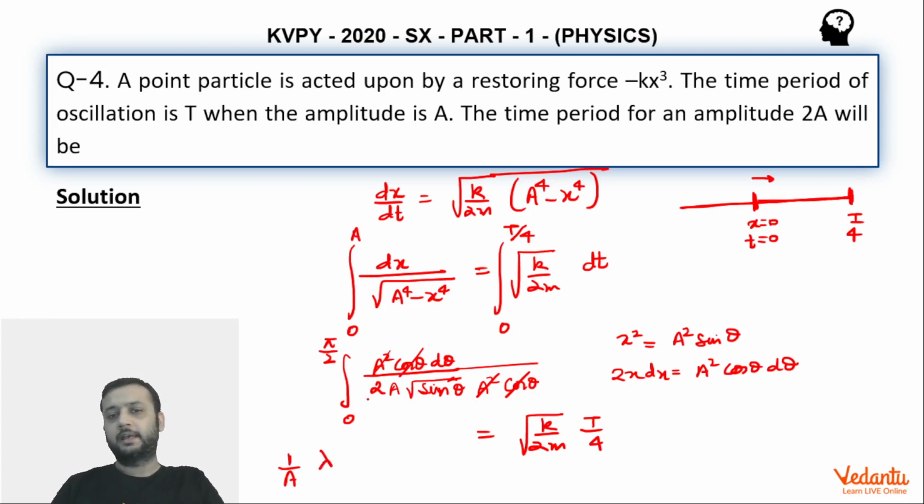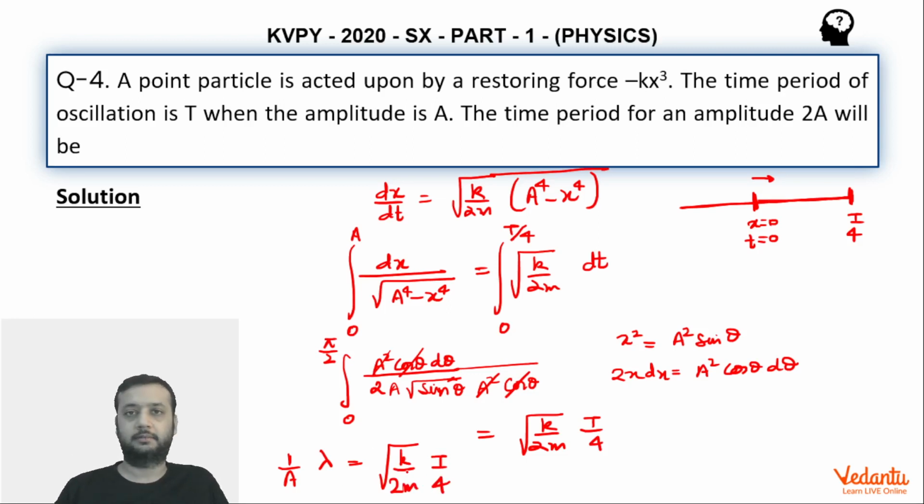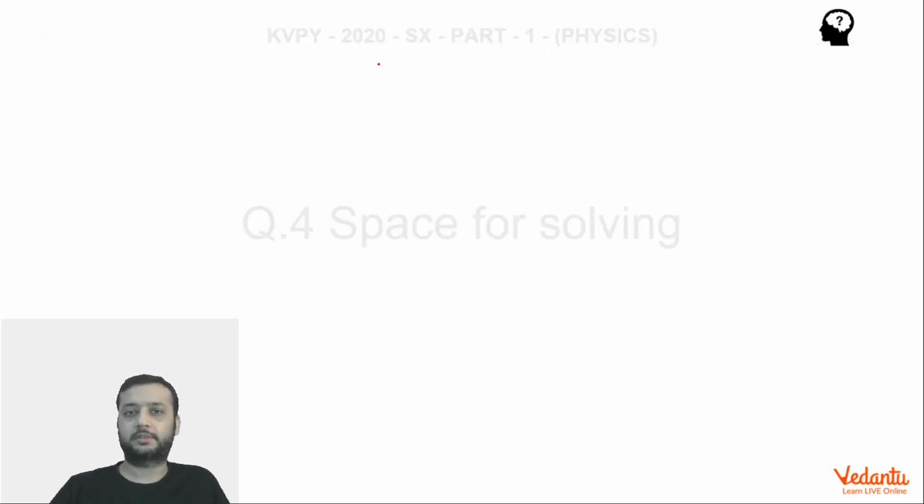ठीक है, ये जो भी है मैंने 1 by a I have taken outside and remaining thing I am calling as lambda. ठीक है, is equals to यहाँ से ये basically k upon 2m into T by 4. So from here you can see that a into T is constant. Amplitude into time period is constant because everything else is constant, right? So I think you've understood the essence. A into T constant आ गया, right?